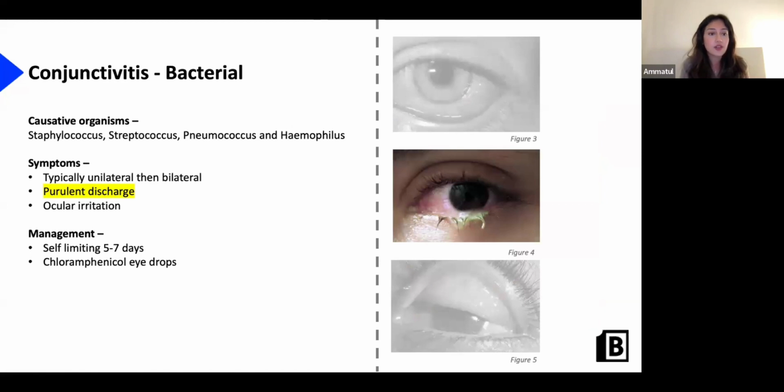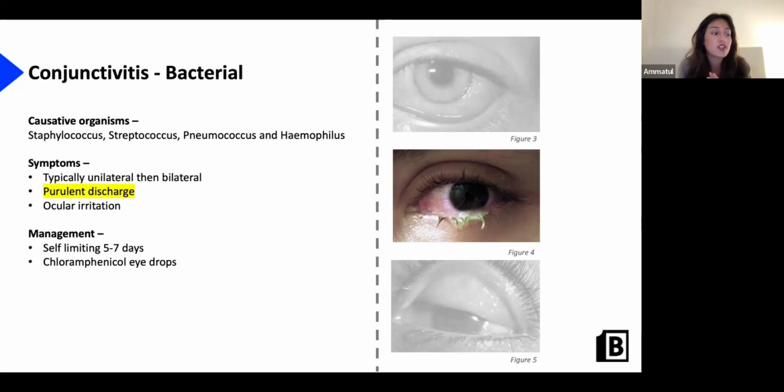Okay, so it's conjunctivitis, bacterial conjunctivitis in this case. The common organisms for bacterial conjunctivitis involve staph, strep, pneumococcus, and Haemophilus. The infection usually starts on one eye and then spreads to the other, and the discharge is purulent, and that's what allows bacterial conjunctivitis to be differentiated from viral and allergic. There might be some irritation in the eye, but it's not usually painful.